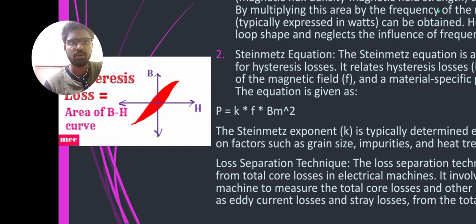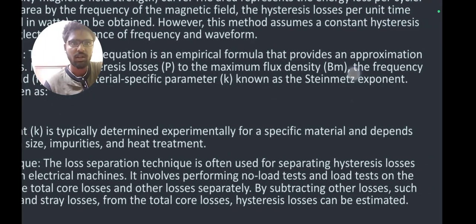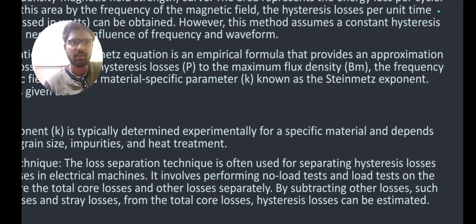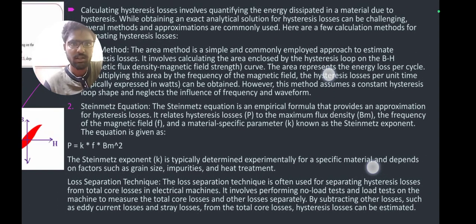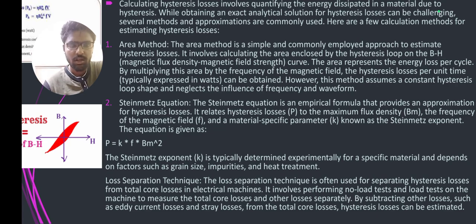P is equal to K times B_m to the power n times f, where K is a constant. K is determined experimentally for specific materials depending on the impurities and heat treatment. F is the frequency.